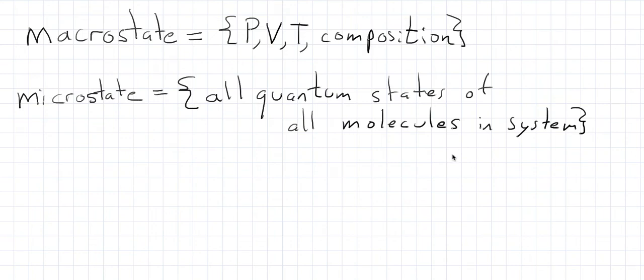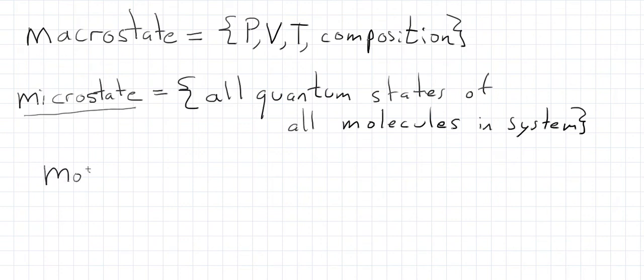So basically, in a classical mechanics sense, what this would mean is if we wanted to know the microstate of the gas atoms in this room, we'd have to know where all of them were, how fast they were going, how fast each of them were rotating, and how fast each of them were vibrating. Okay, so you can see that there's more than one microstate in most macrostates.